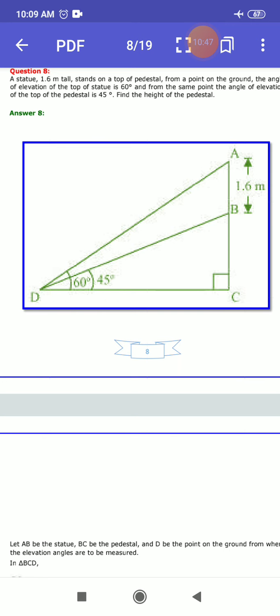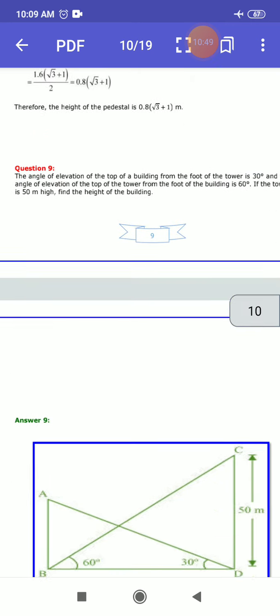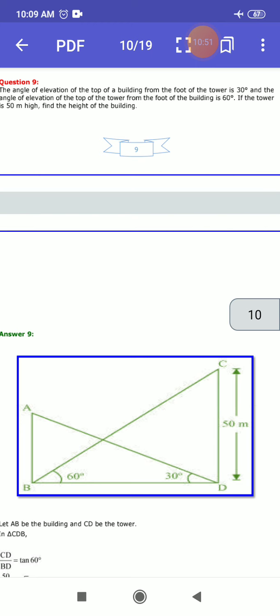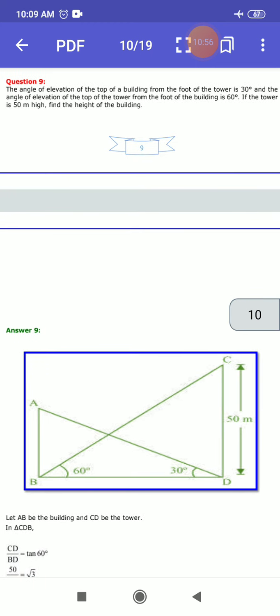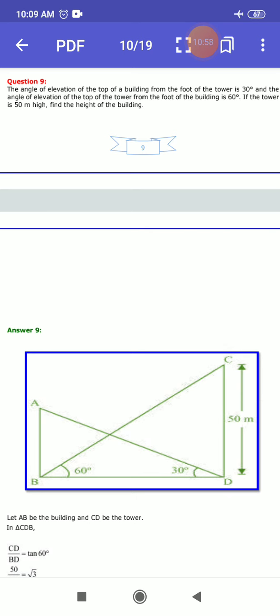Now we will explain the next question. The next question is: the angle of elevation of the top of the building from the foot of the tower is 30, and the angle of elevation of the top of the tower from the foot of the building is 60. If the tower is 50 meters high, then find the height of the building.